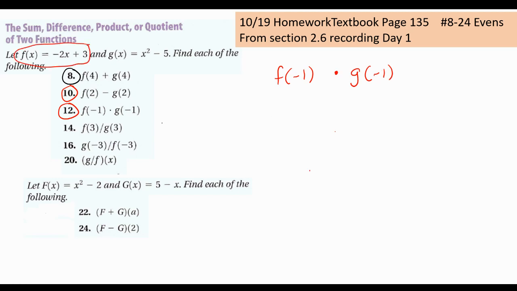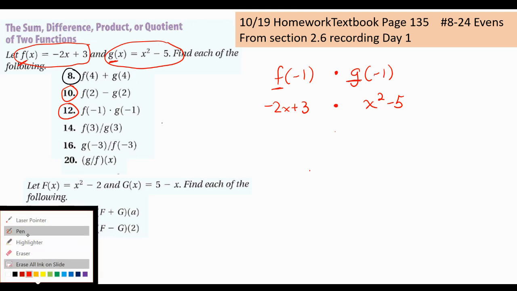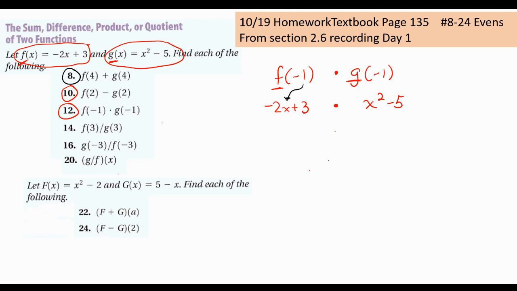So I'm looking back over here. The f function is -2x plus 3. I'm going to multiply that by x squared minus 5 because that's the g function. And then I'm going to plug in -1 wherever I see the x. Now, when you do plug in a negative number, you need to use parentheses. So it'll be -2 with a -1 in there. And over here, -1 squared minus 5.